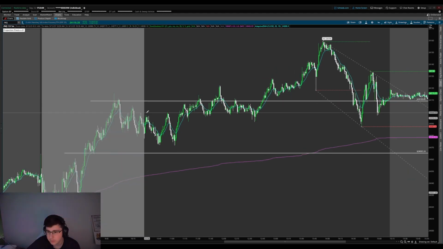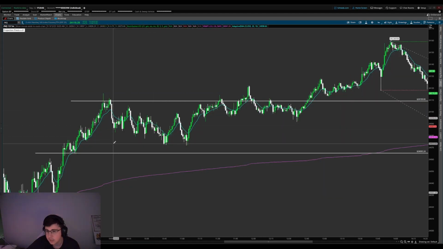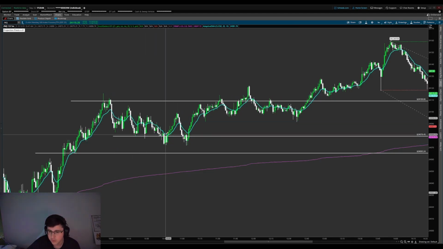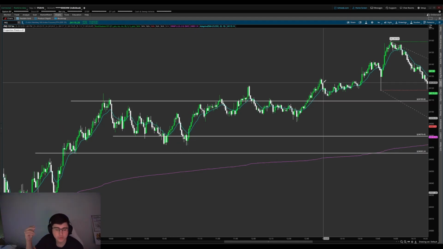Now look what happened here when we changed direction to the upside. This now was a change of direction. We swept these lows, we started changing direction, we formed higher lows, and then the market changed direction. So liquidity sweeps only happen when the market changes direction.